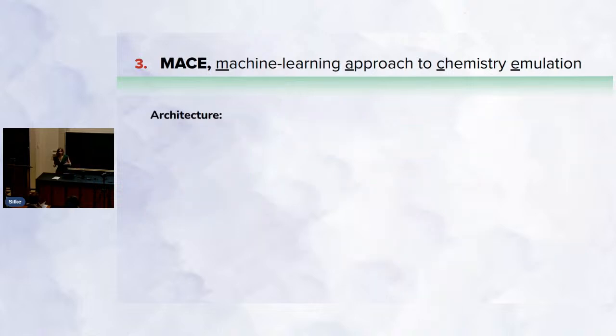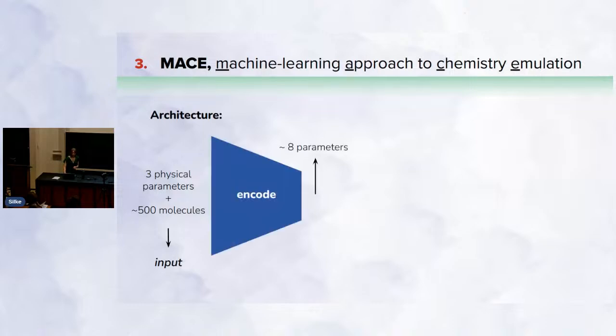Okay, so with this in mind, we developed Maes, and because it's with machine learning and everything, it goes together with a certain architecture. So we start from our input, which I already introduced. So we have our 3 physical parameters, and we have a bunch of molecules, and in our case, it's about 500. Now it's quite a large input parameter space. So what we first do is encode this input space to a much smaller set of parameters, to about eight parameters. So it's quite a difference. Once we have these 8 parameters, we can evolve.